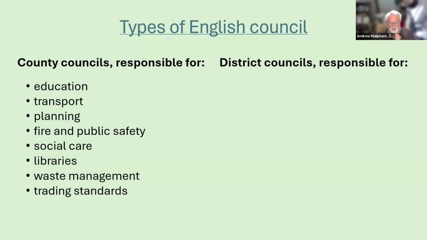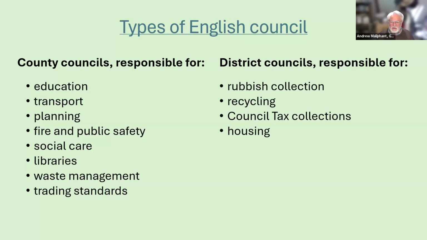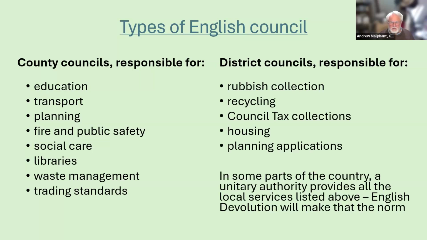Then we've got district councils, and they have different responsibilities. We're talking about rubbish collection, recycling, council tax. They tend to collect council tax for all levels of council. Housing, dealing with planning applications, they tend to be the planning authorities. So in some parts of the country, there are unitary authorities to provide all the local services listed above.